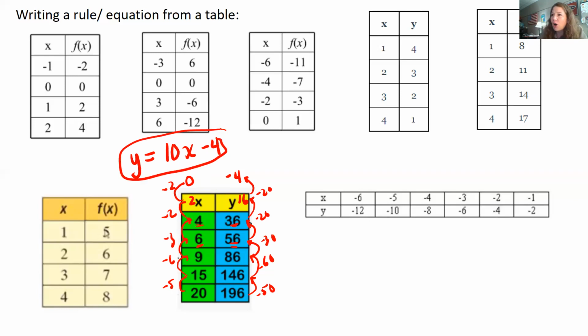So that one was a little harder, but when you get to your DeltaMath, I don't think any of them are going to be that complicated. But if it is, you know how to do it.